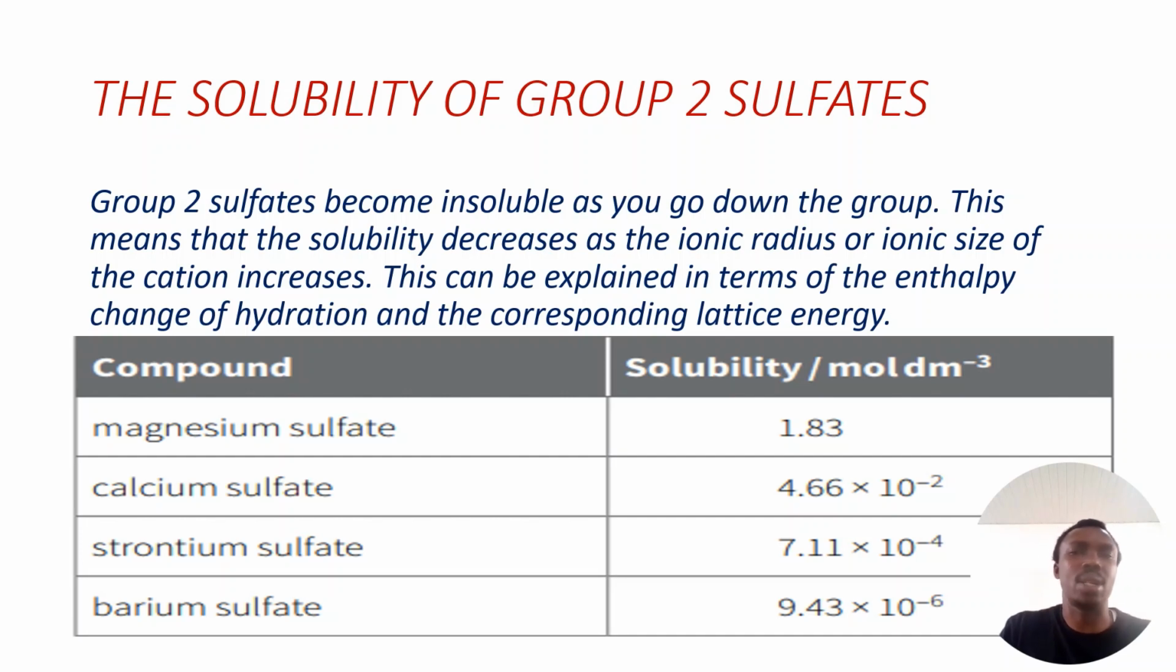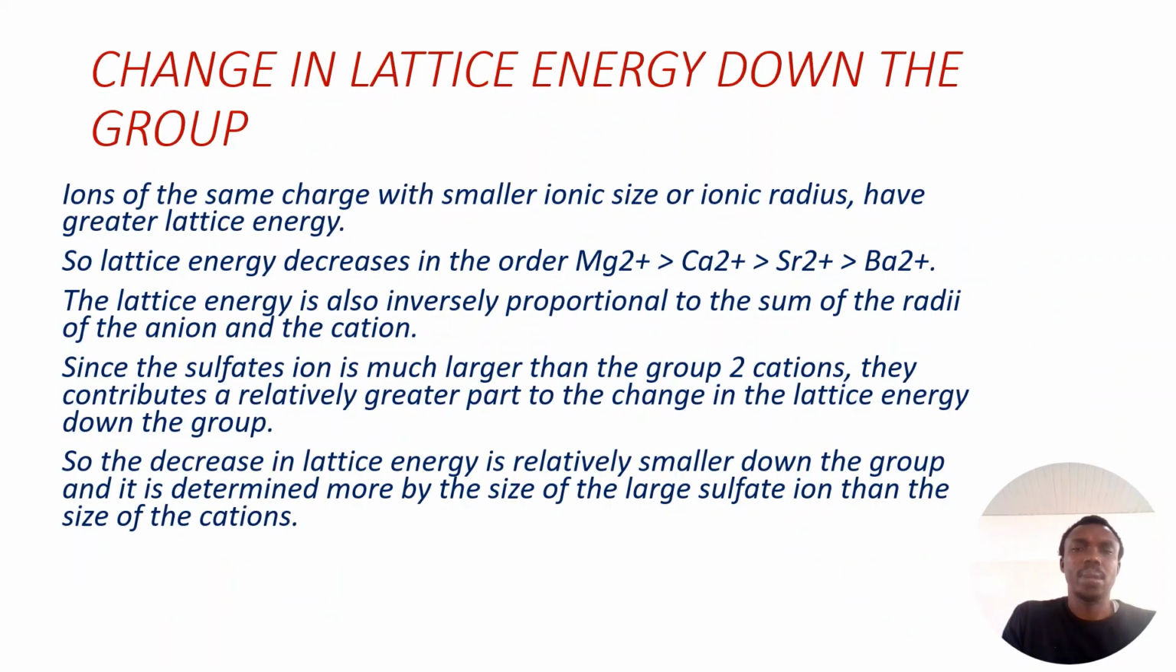So we're going to look at the explanation in terms of the enthalpy change of hydration and the lattice enthalpy. Still on group 2 sulfates, we first consider the effect of lattice energy on the solubility as you go down the group, that is, the change in lattice energy down the group. One of the major factors that affect lattice energy is the ionic size or ionic radius. The smaller the ionic radius, the higher the lattice energy, the more exothermic the value of the lattice energy.